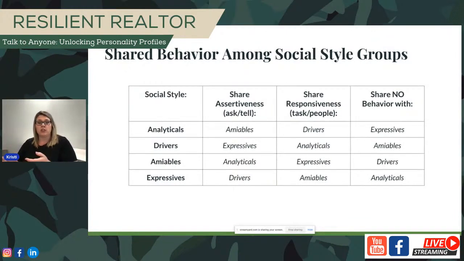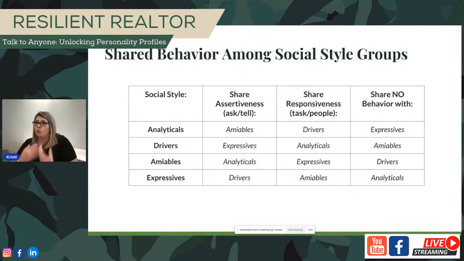So what an analytical can do with the driver, though, is they are more task directed. They'll be able to find commonalities on process, system, and structure. Where an analytical will drive a wedge in their relationship with a driver is if they try to give too much detail. The driver just wants the bullet points, but they're both task directed. So if you go into a meeting with both of them, they expect the meeting to start on time, end on time, and to have a clear purpose. There's not going to be small talk, right? It's going to be a very succinct meeting with very few emotions and feelings.